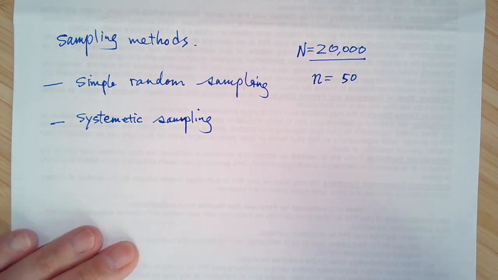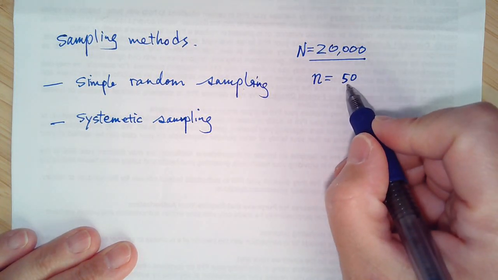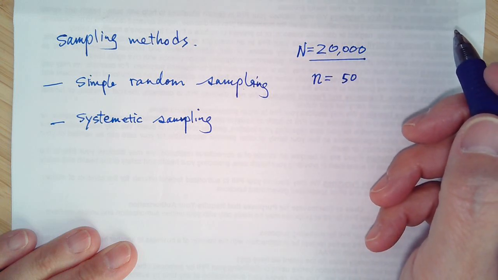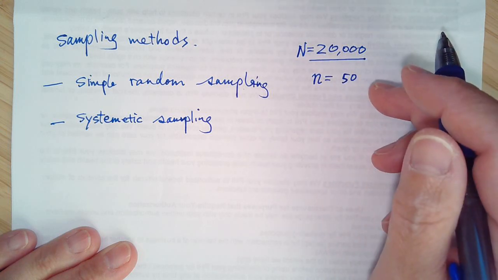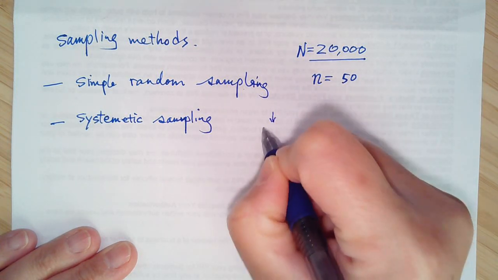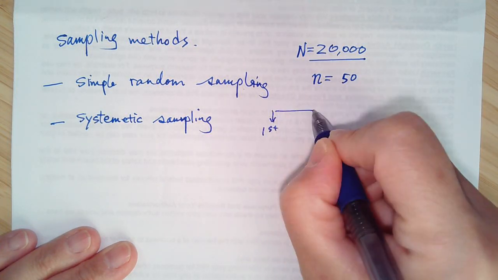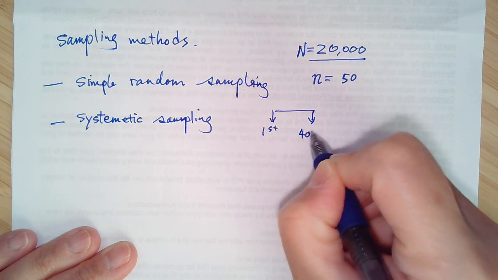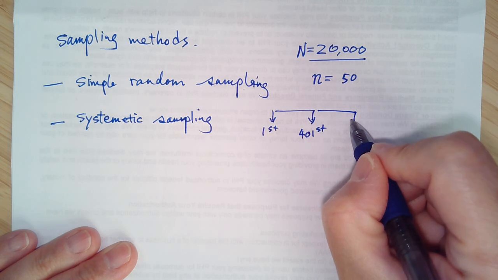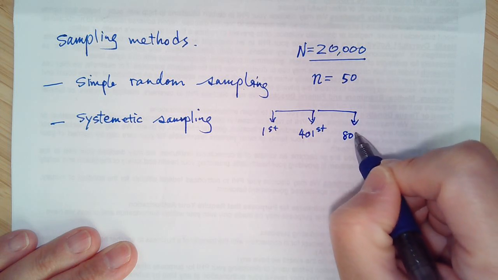Systematic sampling, that means you have a systematic way to choose the sample. For example, if we see there are 50 students out of this 20,000, so that is like every 400. So I'm going to choose from the first one, and then I'm going to choose the 401st, and then I'm going to choose the next one, the 801st.